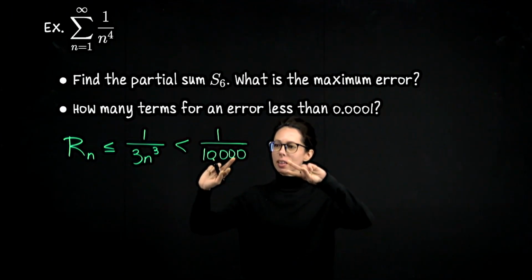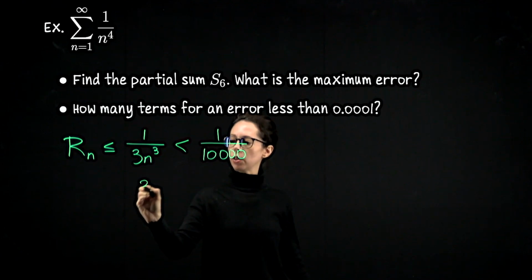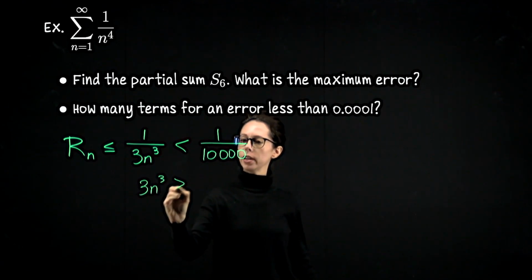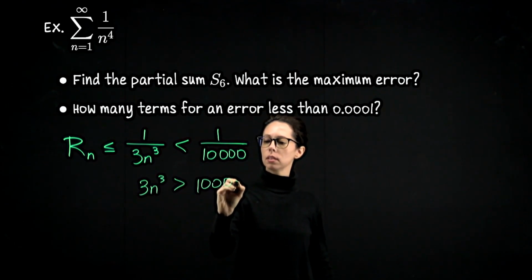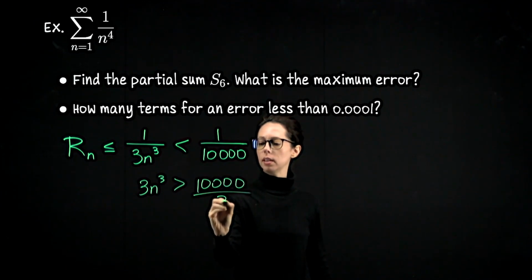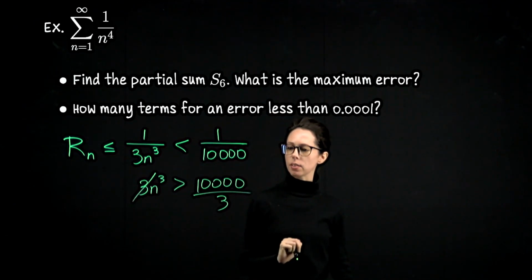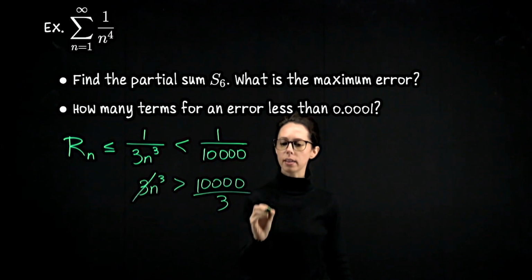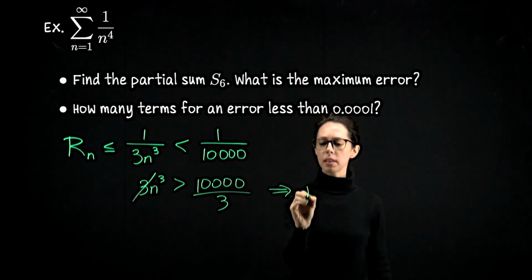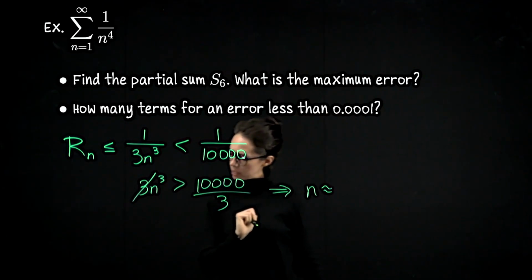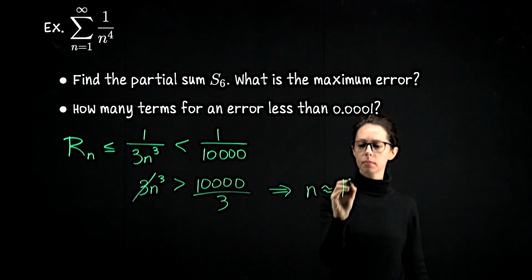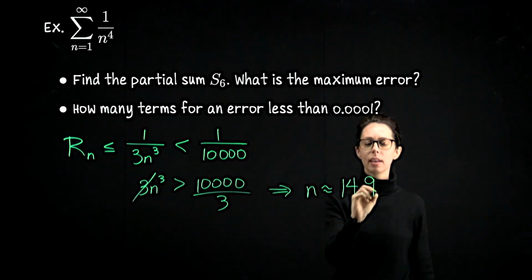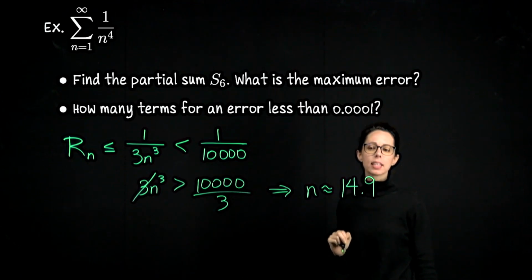Okay, let's take the reciprocal. So 3n cubed is greater than 10,000. Okay, so then n cubed is greater than 10,000 over 3. If you take the cube root of that, you get something like n is approximately 14.9. That doesn't make sense because n is an index.